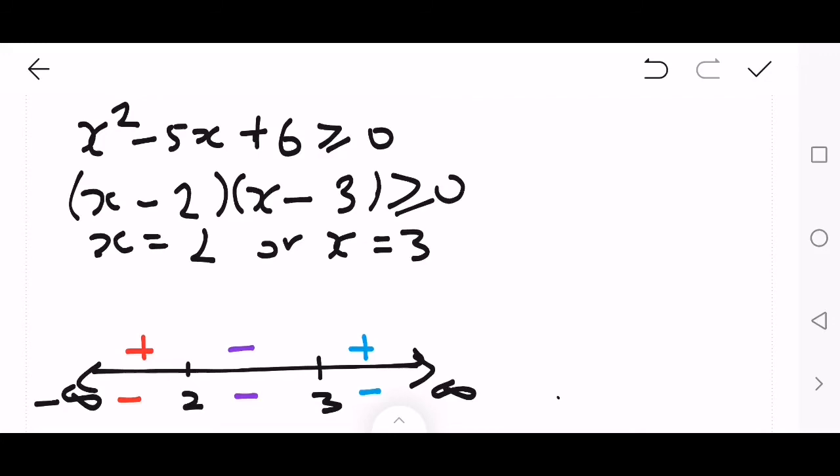So our solution, since we have a greater inequality sign, our solution will lie where we have positives, and also our solution is included, so we'll have to shade our circles.